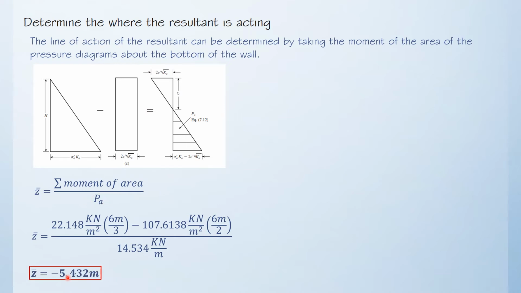So z bar is equal to negative 5.432 meters. The negative sign indicates that the pressure is acting on the tensile part. So negative 5.432 meters from the bottom of the wall. So it's somewhere here.